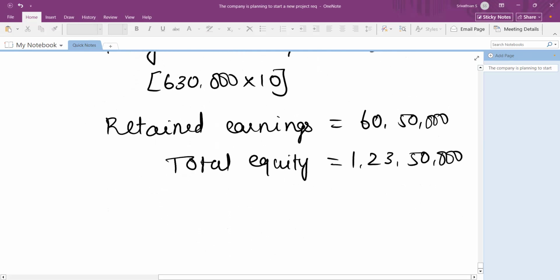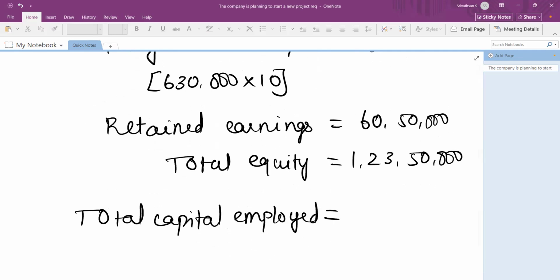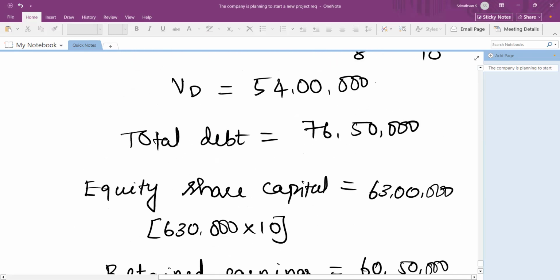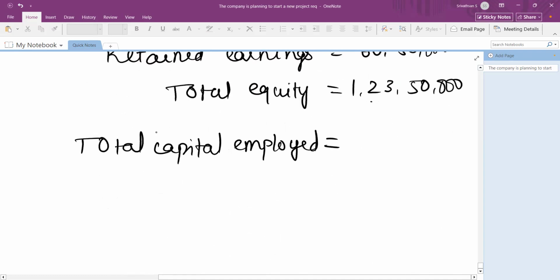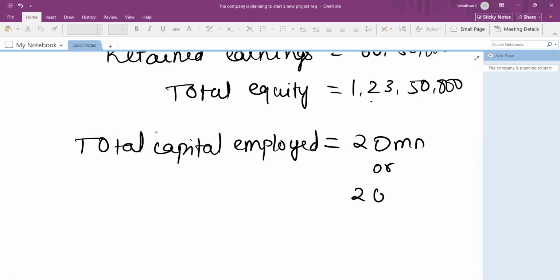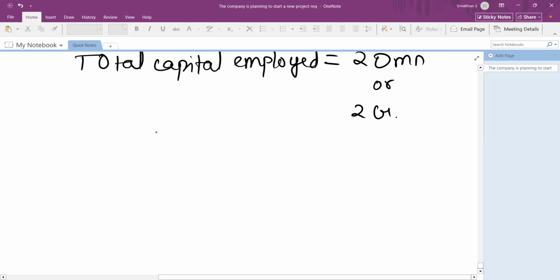So now the total capital employed is equal to, we have an equity capital of 1 crore 23 lakh 50,000 plus 76 lakh 50,000. So when we add these two things, we will get 2 crore, or for the sake of simplicity, let me write it as 20 million or 2 crore it is. Right. So the total capital employed by the company is 20 million or 2 crore rupees. Now let's calculate the return on capital employed. That is the working note number 2.